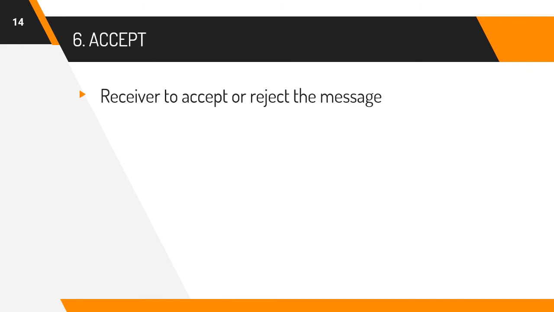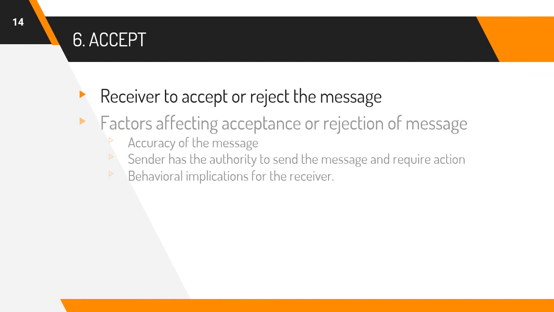So the factors that will affect acceptance or rejection of the message are as follows: the accuracy of the message, whether or not the sender has the authority to send the message and or require action, and the behavioral implications for the receiver.